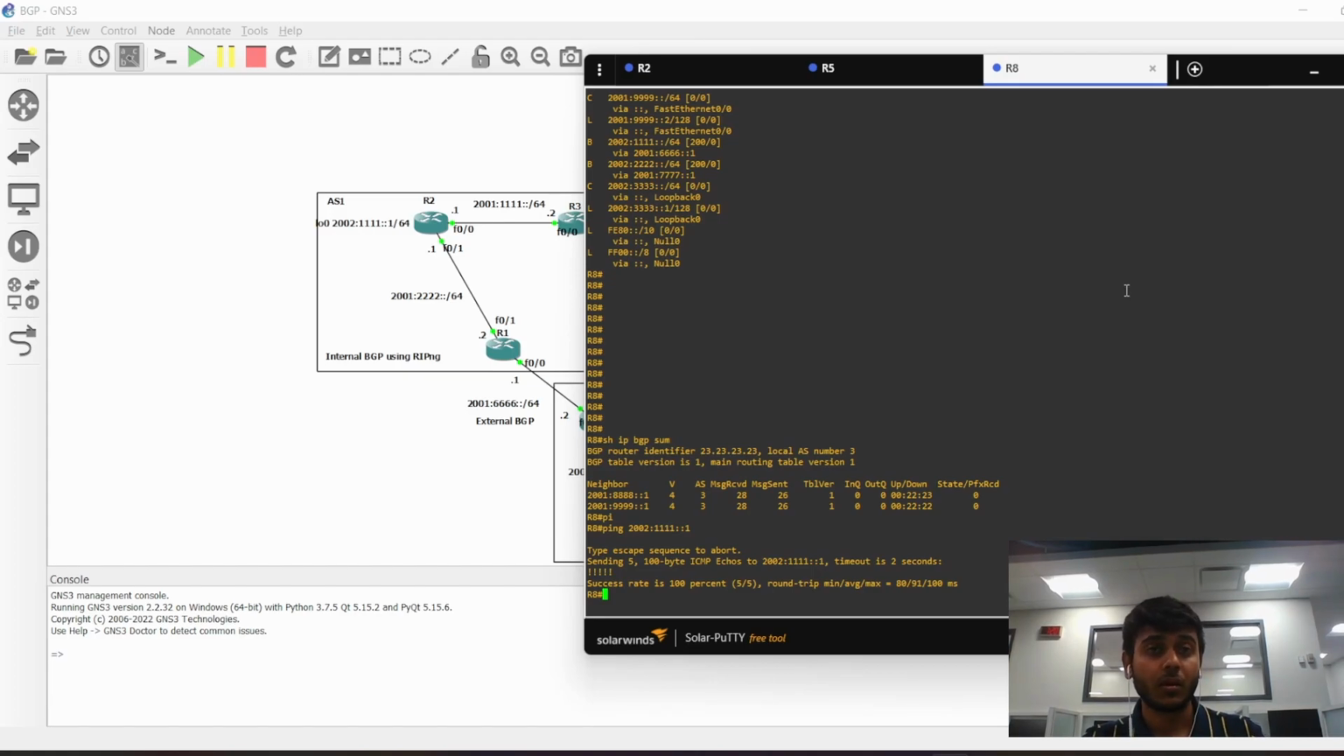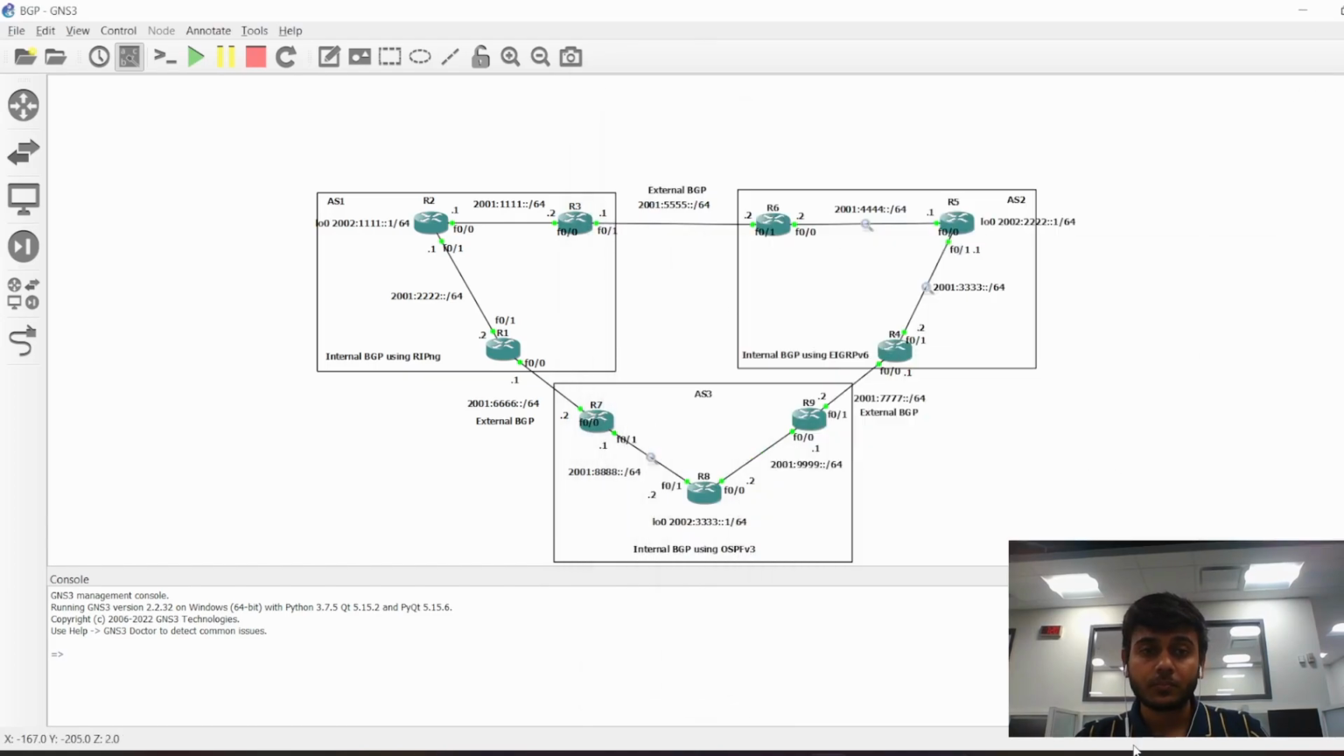We also have documentation on how to use BGP, IPv6, RIP, EIGRP and OSPF, and we implemented all those routing protocols in this particular network. So this was everything about the project.